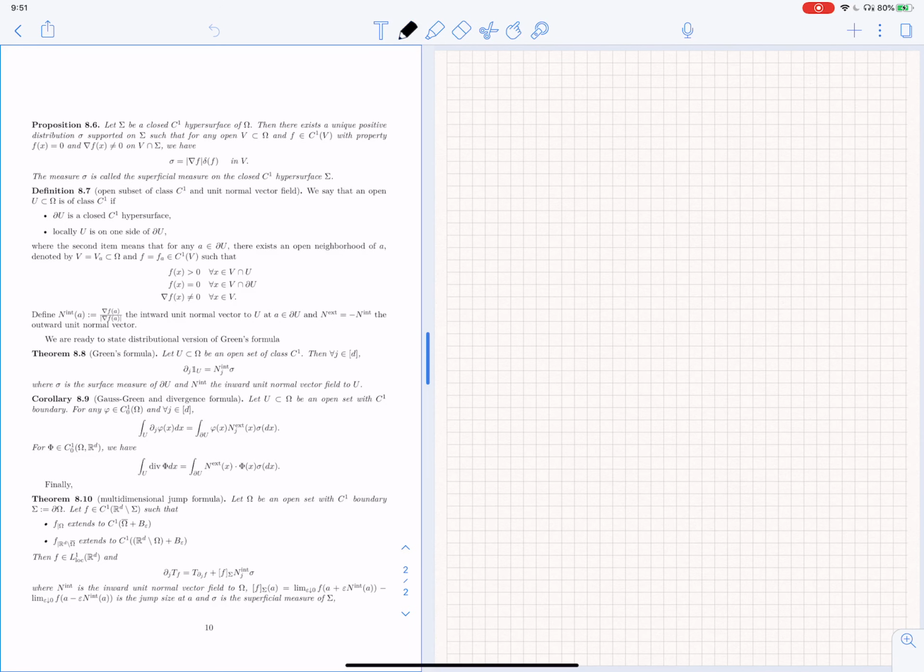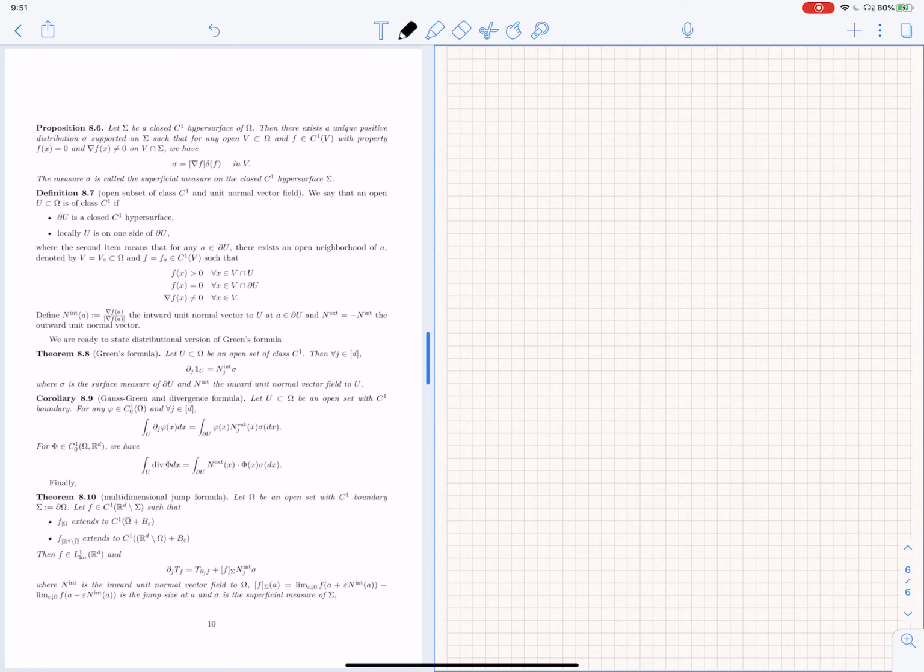Let me just draw one picture before getting into the mathematical definition of this on one side of the boundary of U. So it actually means that if you look very closely at a certain point on the boundary, we can find a small neighborhood such that our U, so this is our U, is only on one side of the boundary of U. Okay, so this is the case. For instance, this is a yes.